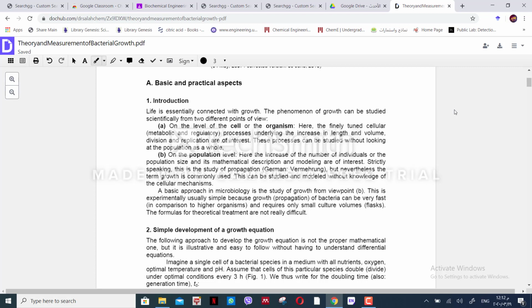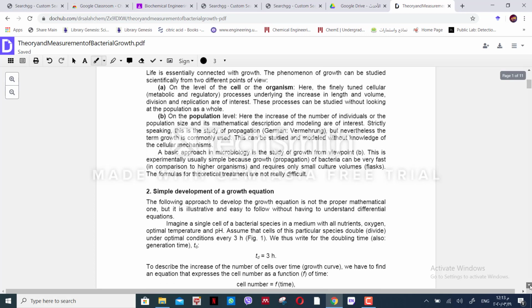View B is on the population level. Here, the increase in the number of individuals, or the population size, and its mathematical description and modeling are of interest. Strictly speaking, this is a study of populations, but nevertheless the term growth is commonly used. This can be studied and modeled without knowledge of the cellular mechanism. A basic approach in microbiology is to study growth from viewpoint B.